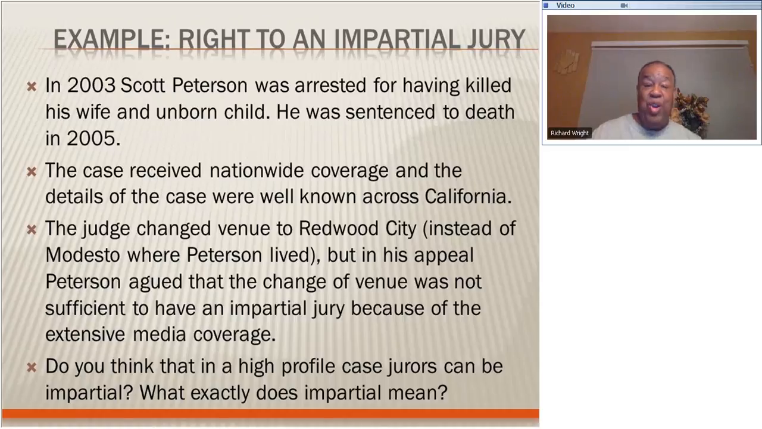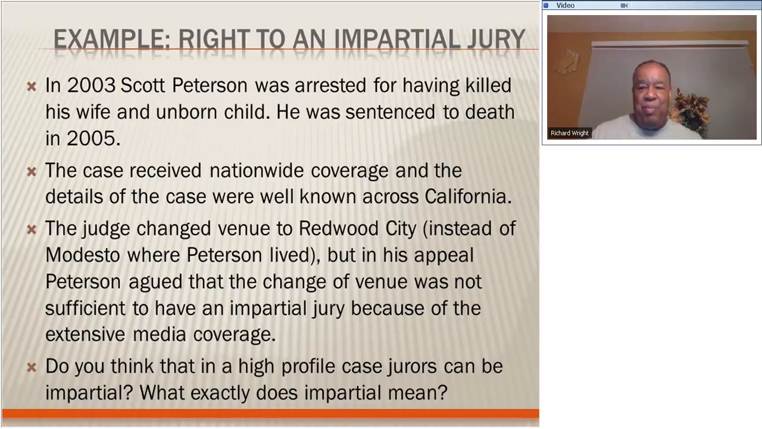The right to an impartial jury, in which Scott Peterson was arrested for having killed his wife and unborn child. He was sentenced to death and received nationwide coverage, and the details of the case were well known across California. The judge changed the venue to another area instead of where he lived, but in the appeal, he still argued that the change of venue was not adequate to have an impartial jury because of extensive media coverage.